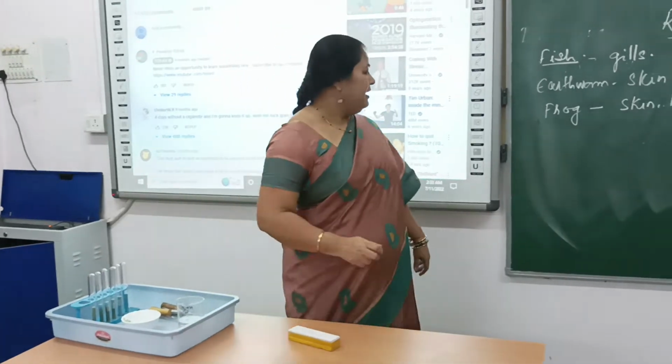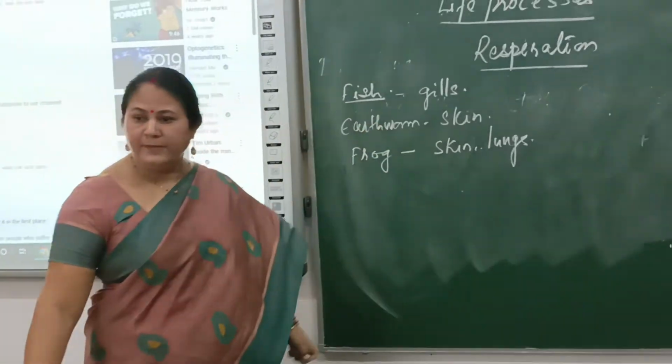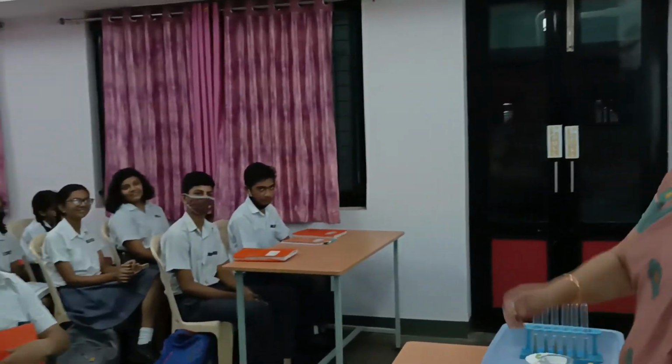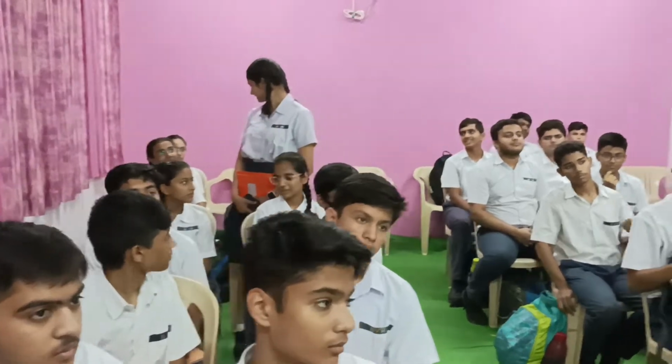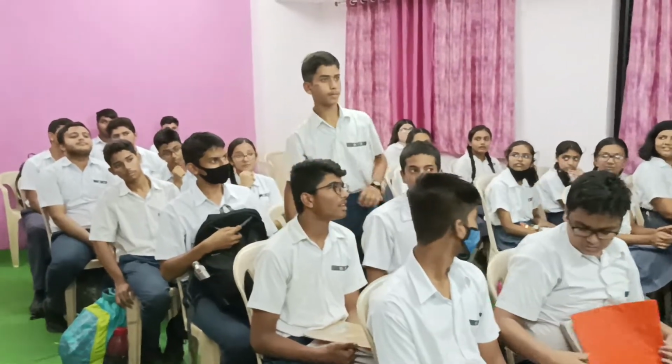Now we come to, so what about fish? Actually, what about amoeba? Amoeba. What a favorite animal, isn't it? What is so special about amoeba? Amoeba has a cell membrane. So who has got cell membrane and who has got plasma membrane? Cell membrane and plasma membrane is the same.